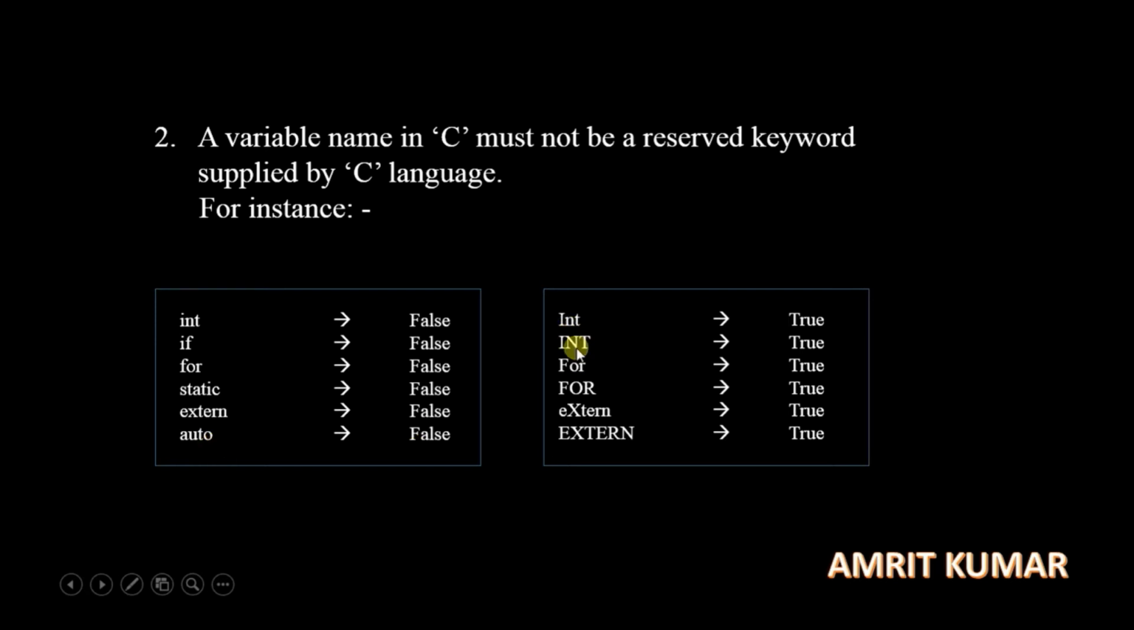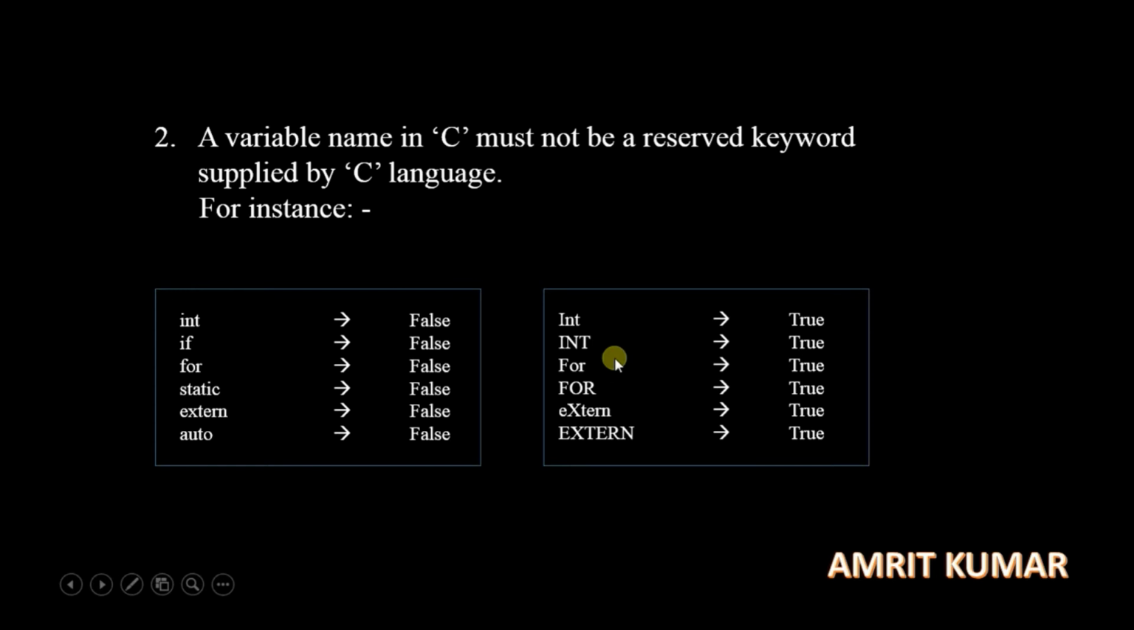This is not a reserved keyword. Why is it not a reserved keyword? Because it is starting with capital I, and small i, n, t is the reserved keyword of C language. This is capital Int, so this is true for writing a variable name. This is also true for writing a variable name. This is also true for writing a variable name. This is also true, and this is also true.